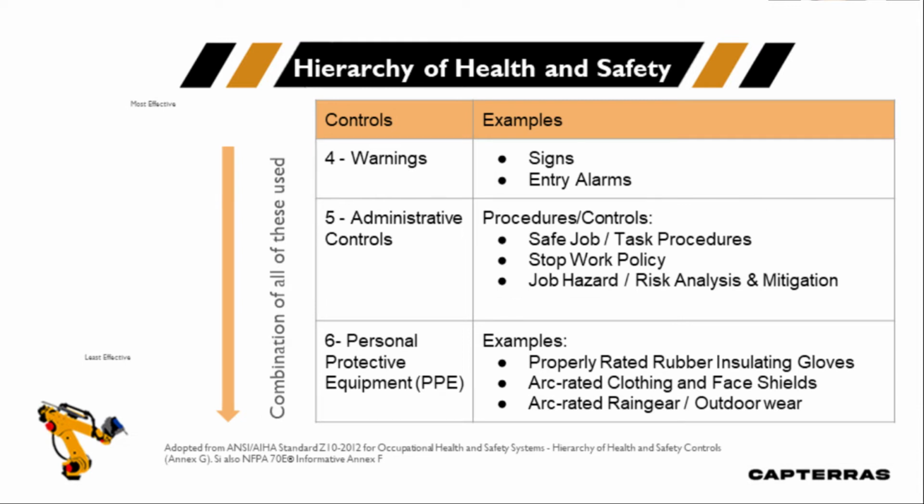Warning, as example, signs, entry alarms. Administrative controls, as example, procedures, controls, safe job, task procedures, stop work policy, job hazard risk analysis and mitigation. Personal protective equipment, PPE, as examples, properly rated rubber insulating gloves, arc rating clothing and face shields, arc rating rainwear, outdoor wear.